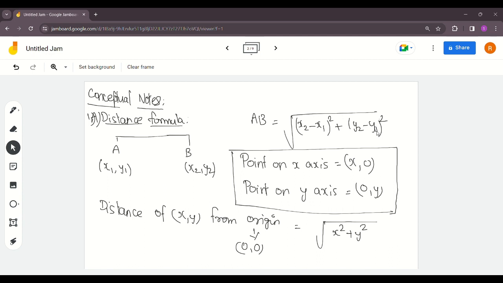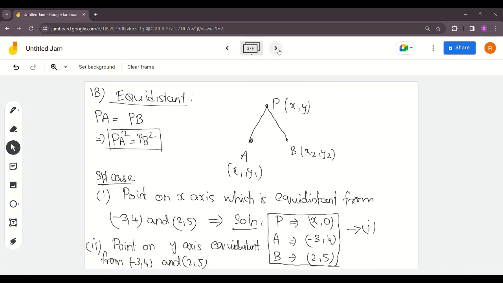Any point on the x-axis has y coordinate as 0. So x comma 0 means the point is lying on the x-axis. Similarly, any point on the y-axis has x coordinate 0, so 0 comma y. Now, the distance of x comma y from the origin 0 comma 0: if you apply this formula, you will get the value root of x square plus y square.